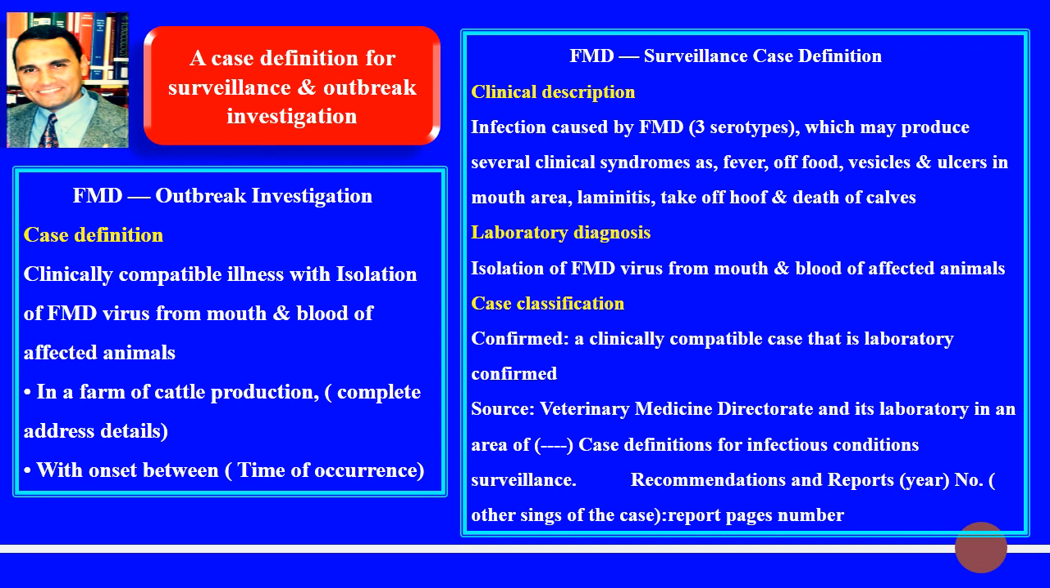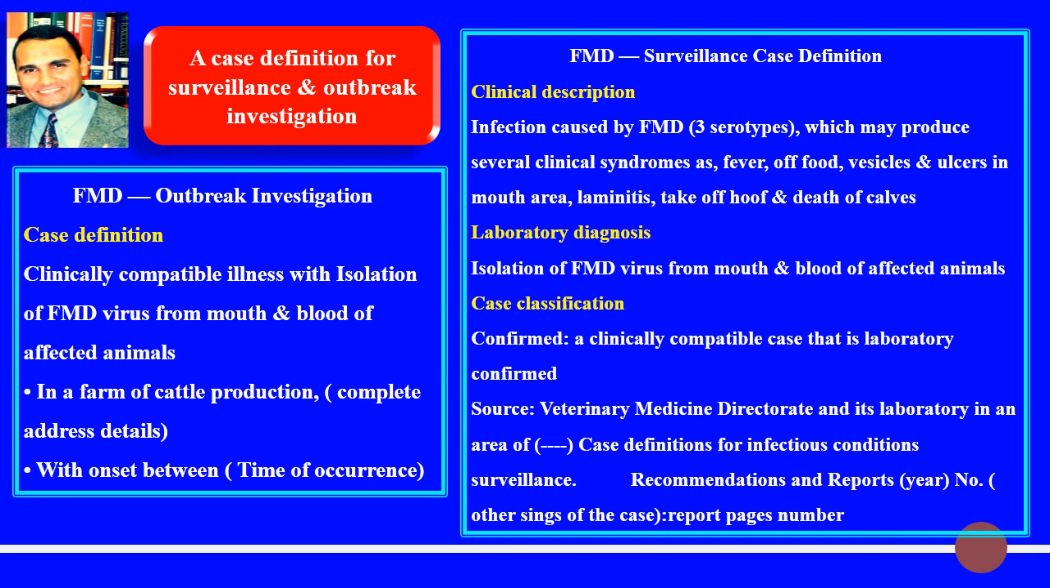Infection caused by foot and mouth disease, and here we said 3 serotypes as we have in Egypt, or you put all the serotypes in your country, which may produce several clinical syndromes, such as fever, vesicles and ulcers in the mouth area, laminitis, and sloughing of the hoof, and deaths of calves.